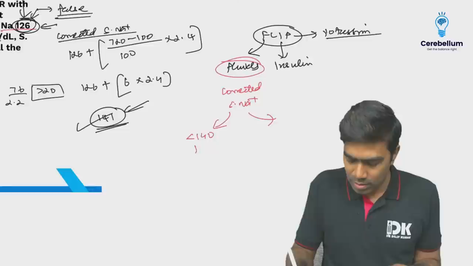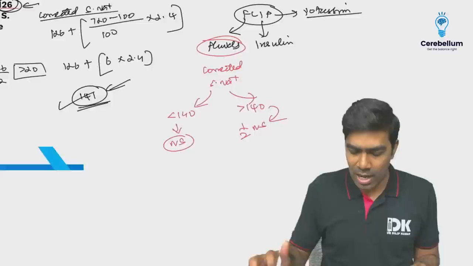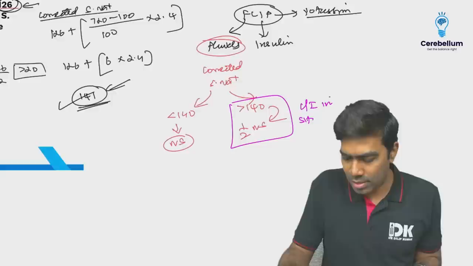Normal saline. If the corrected serum sodium is more than 140, you are going to give half normal saline. So this is the most rational way to give fluids. But please understand, hypotonic fluids like half normal saline are absolutely contraindicated in shock states. You cannot give them in patients who are in shock.